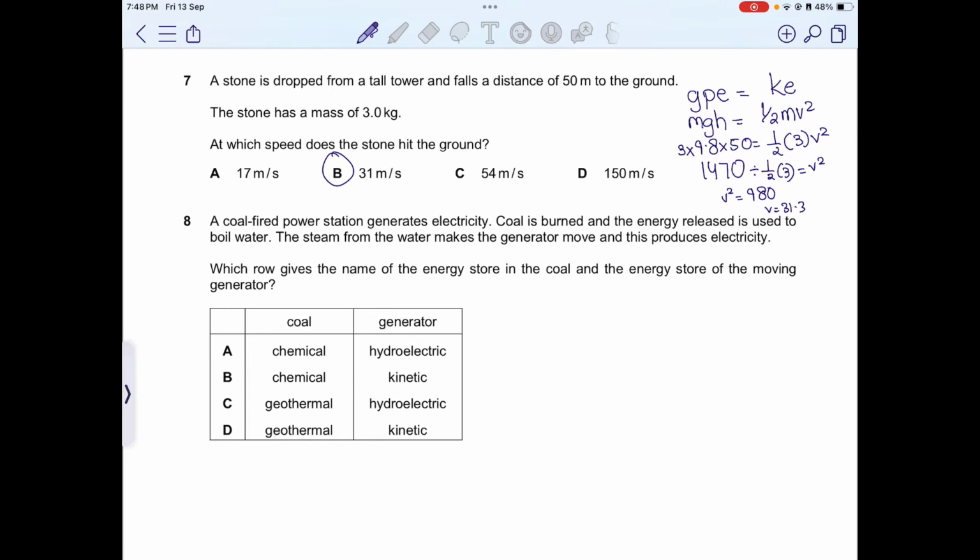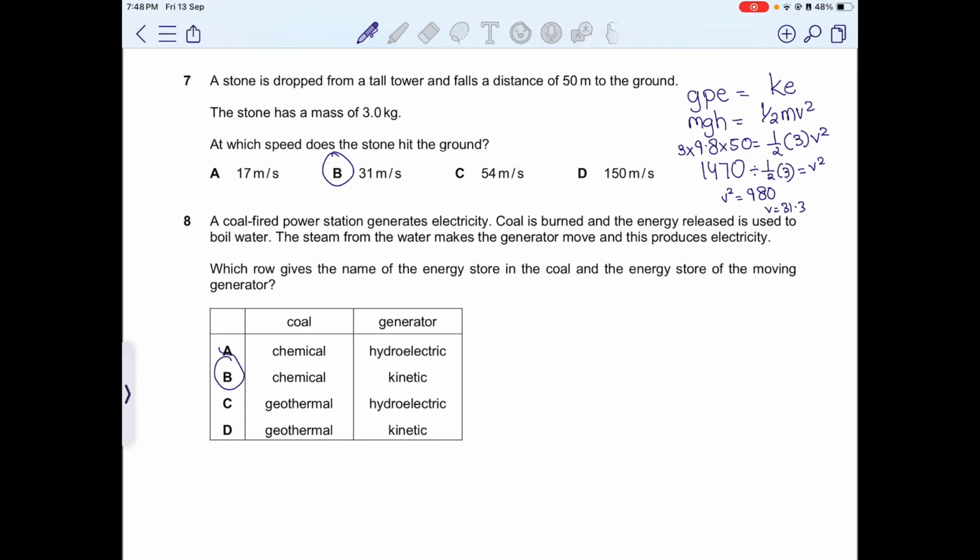Now it says a coal-fired power station generates electricity. Coal is burned and the energy released is used to boil water. The steam from the water makes the generator move and this produces electricity. Which row gives the name of the energy stored in the coal and the energy stored in the moving generator? This is a theoretical question, and in coal you always have chemical energy. Geothermal is from the rocks under the ground, but coal has chemical energy. The steam makes the generator move, and when the generator is moving, it is able to generate electricity, hence kinetic energy. Hydroelectric would involve water turning the turbine, which turns the generator. But here we're using the steam to turn the generator, so it would be kinetic and chemical.